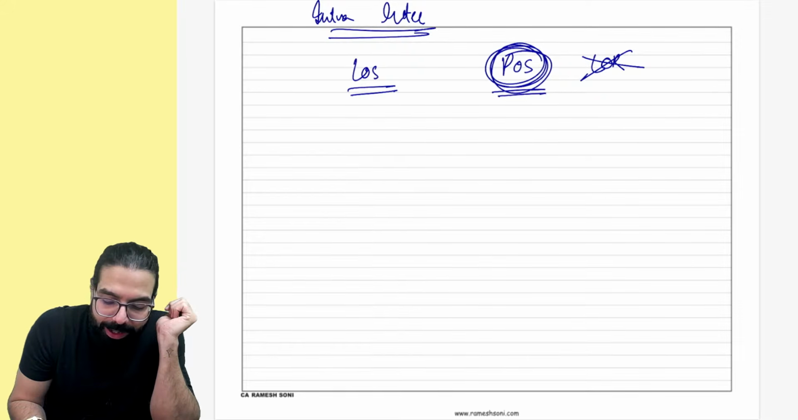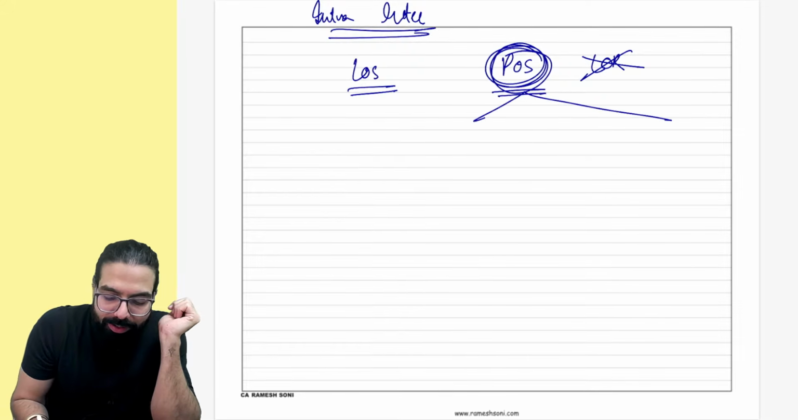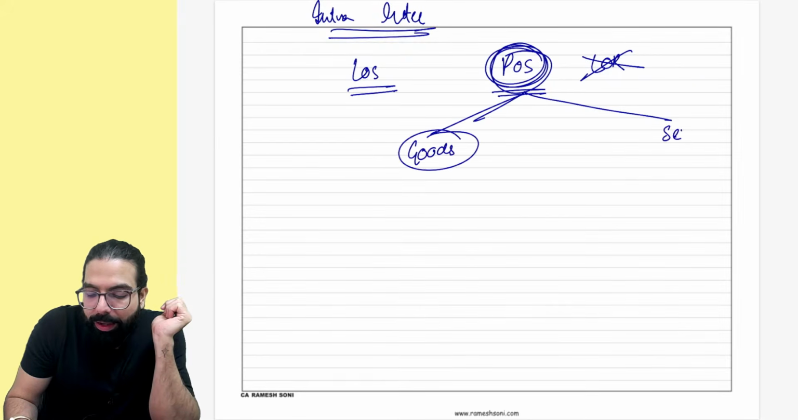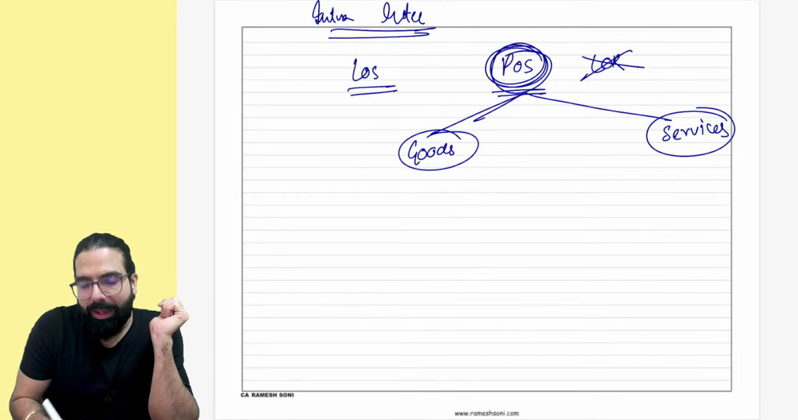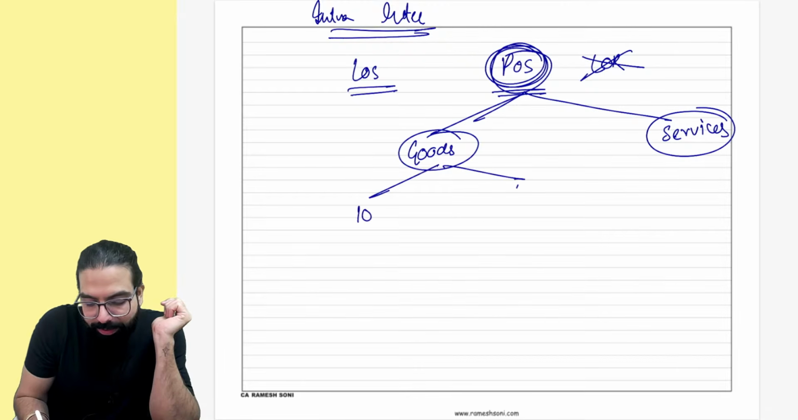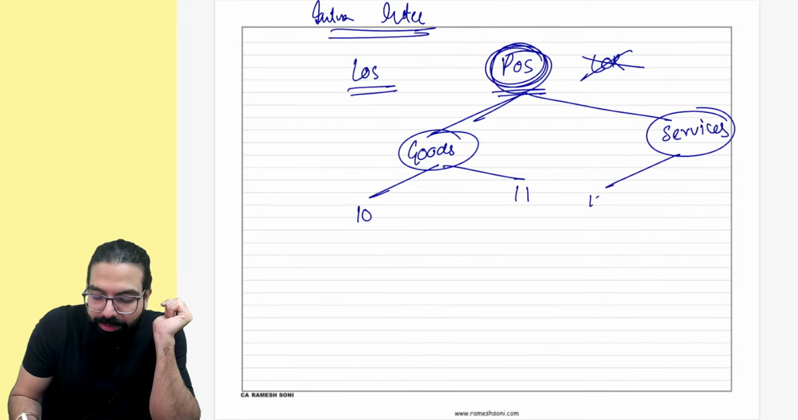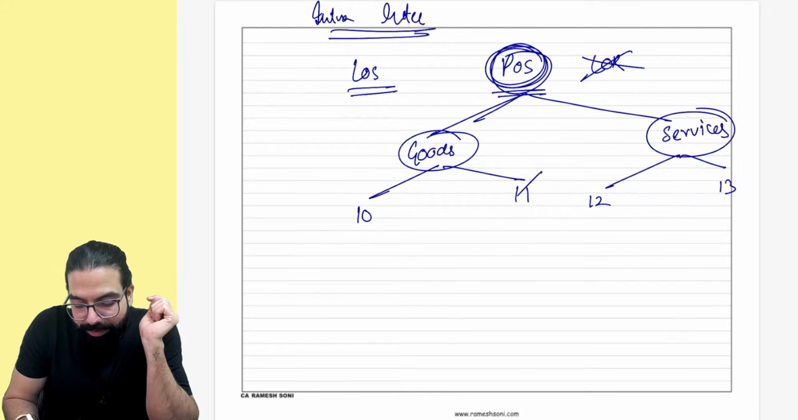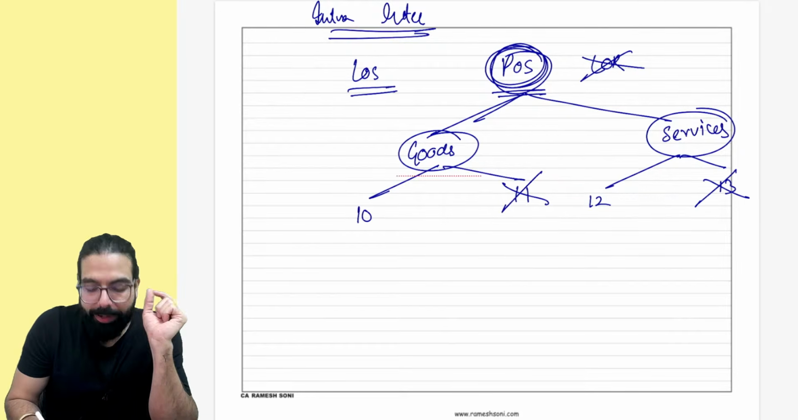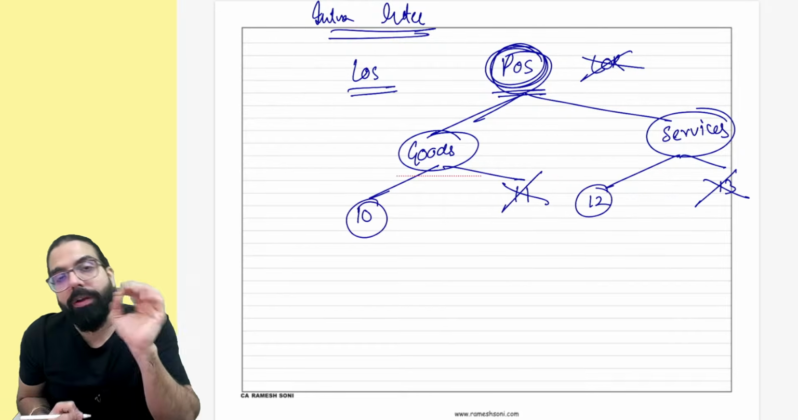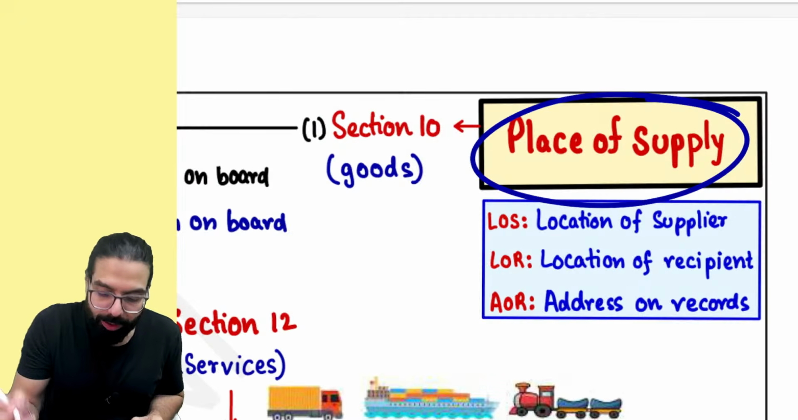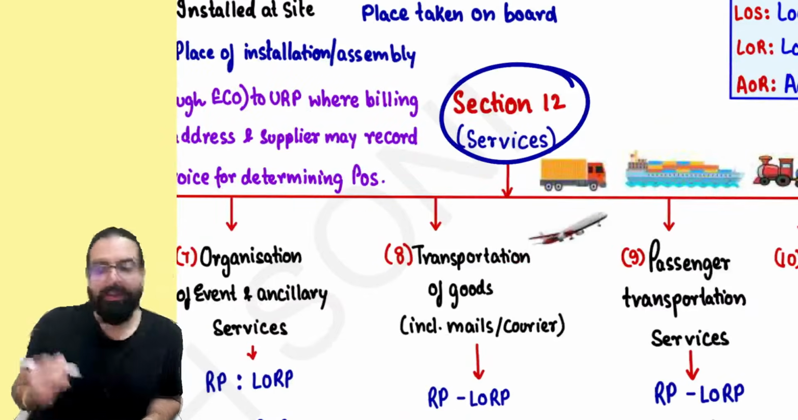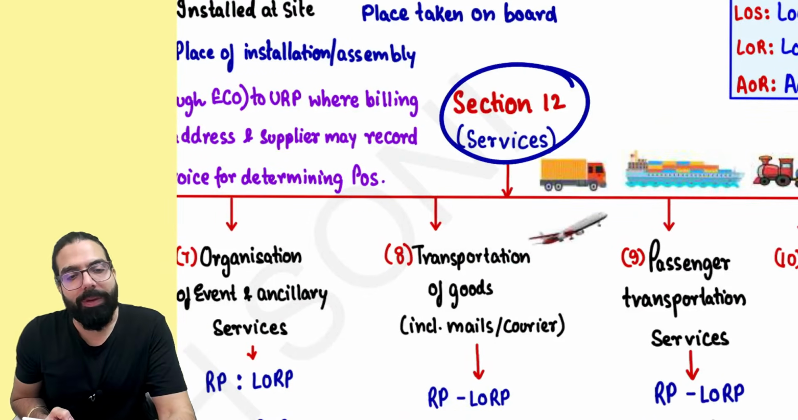See, place of supply, there are 4 sections actually. For goods, how to find out the place of supply, and for services how to find out the place of supply. For goods there is section number 10 and section number 11. For services it is 12 and 13. But for your intermediate level, section number 11 and section number 13 is not applicable, and you read only section number 10 and section number 12. That is what we are going to learn now. Listen carefully, everyone.